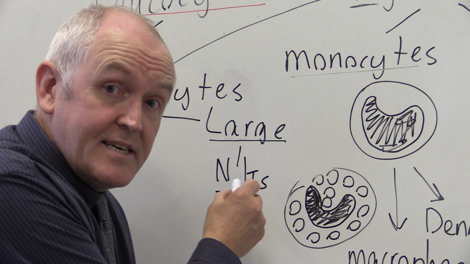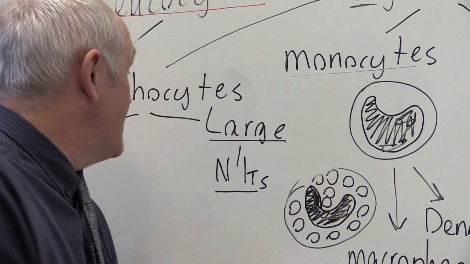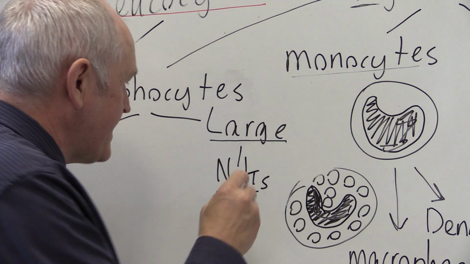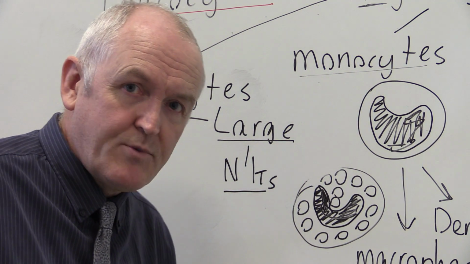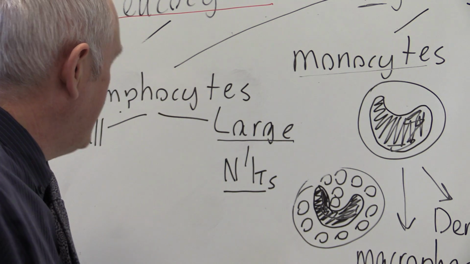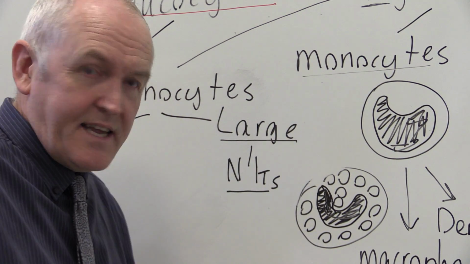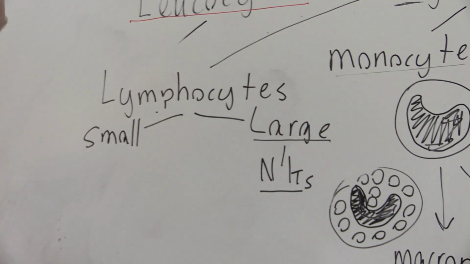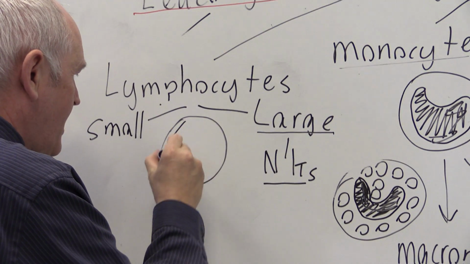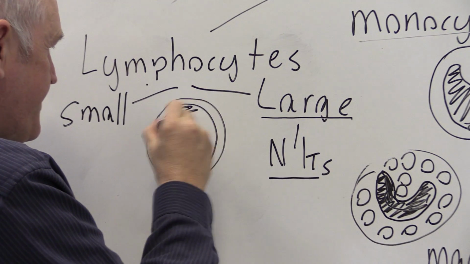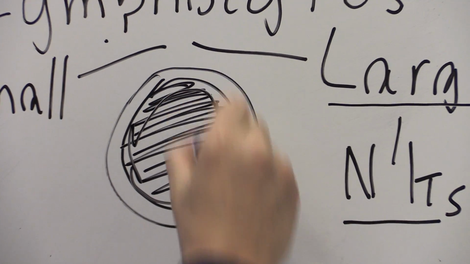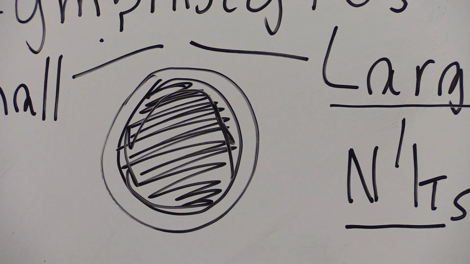And also NK lymphocytes can kill cancer cells sometimes. So as long as the natural killer cell can recognise that the cancer is abnormal, it can eradicate malignant tissue. So the large lymphocytes are the NKs. Now the small lymphocytes all look much the same. They've got a very large nucleus, relatively small area for the cytoplasm around the outside.